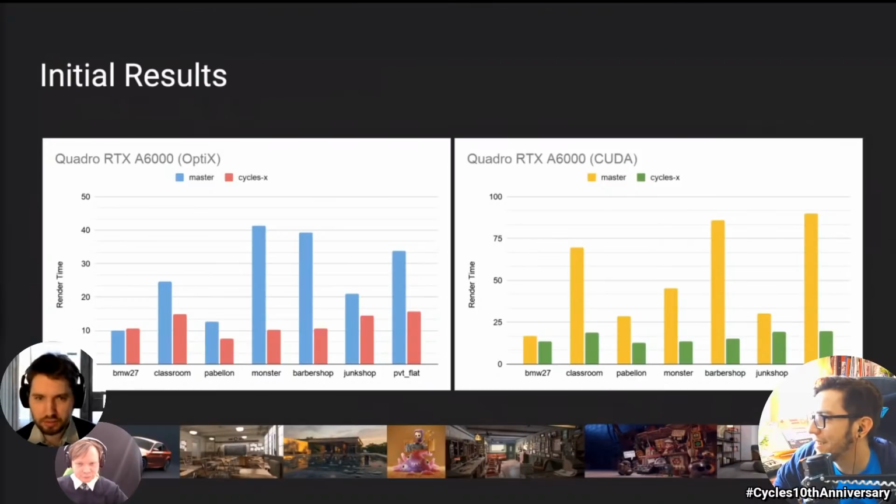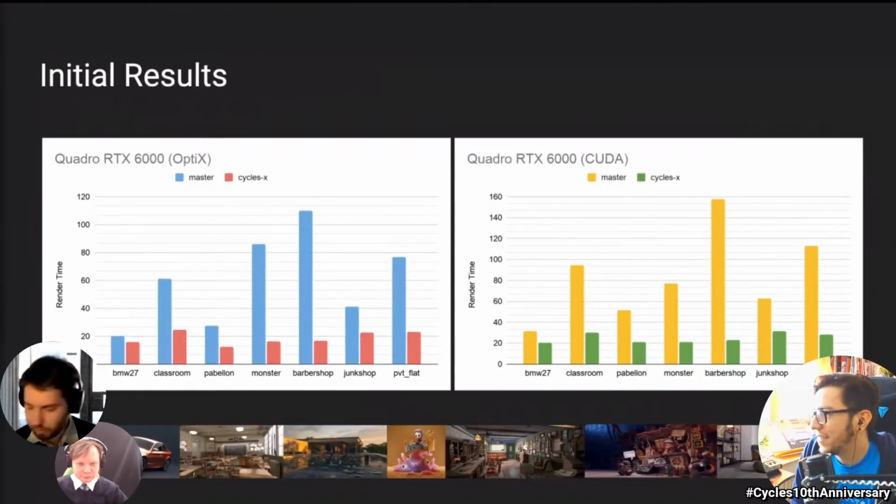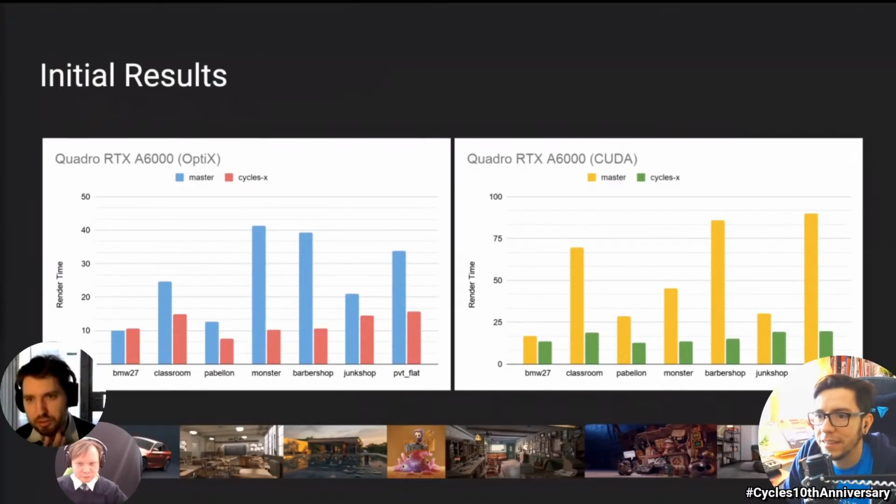These are the numbers from one GPU from a Turing generation, and these are from an Ampere generation. The speedups are a little less on the Ampere generation GPUs. We don't know quite why yet, but we're looking into that. But here you also get up to a 4 or 5 times speedup on some scenes. That's pretty significant, I think.